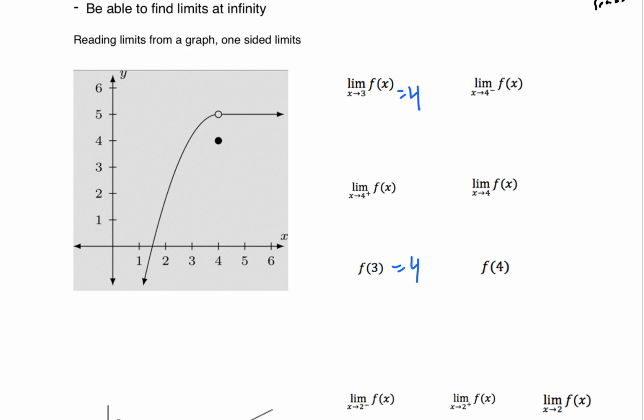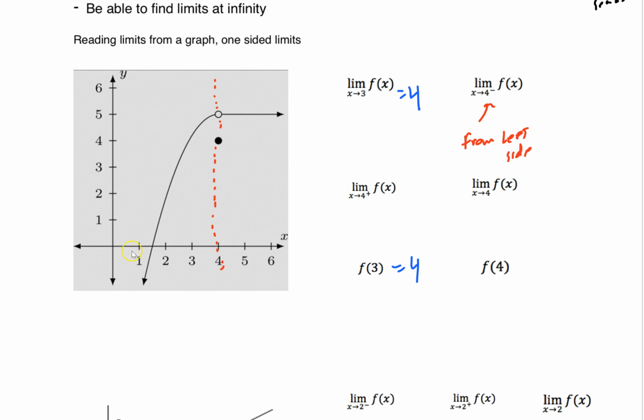So the next one: the limit as x approaches 4 with a little minus sign. Look what's going on there. Well, the minus sign is just a very specific limit. It means from the left. We only care about from the left side. So as x approaches 4. Notice it says as x approaches 4.